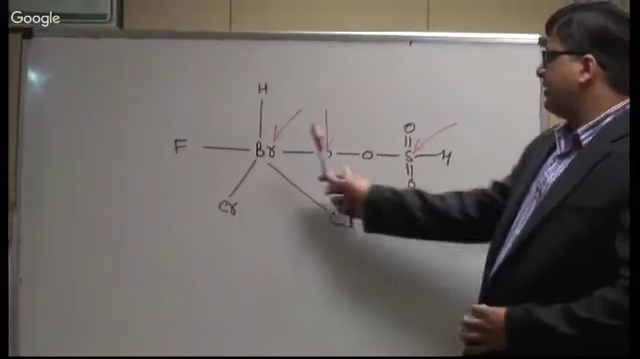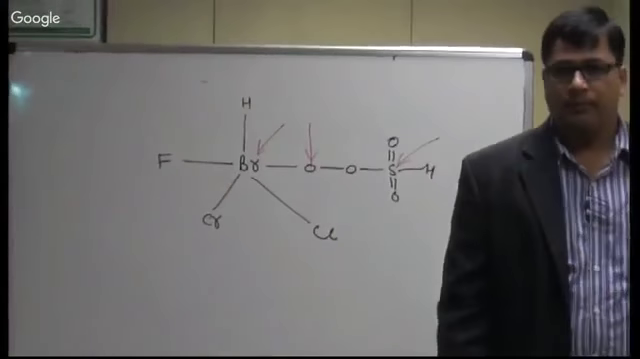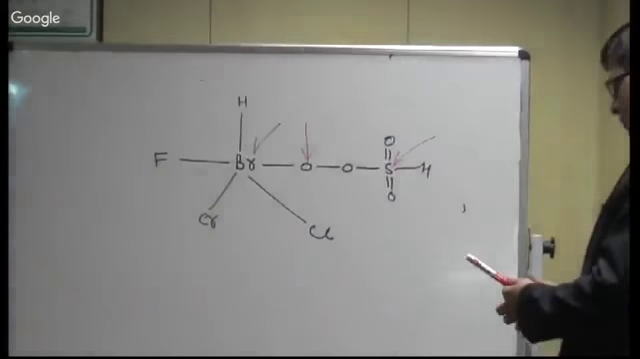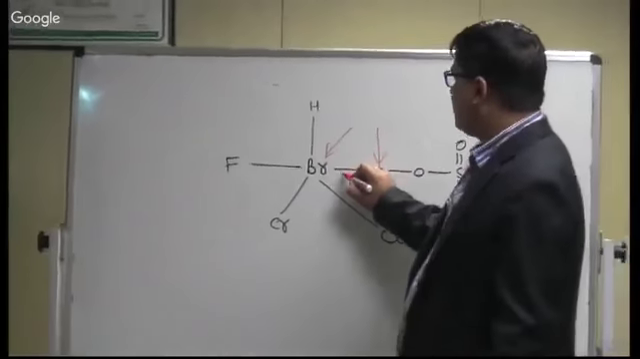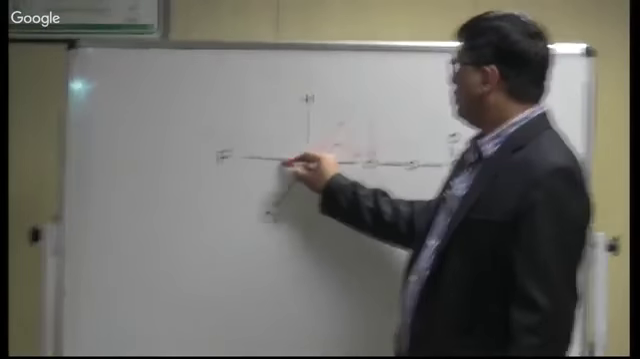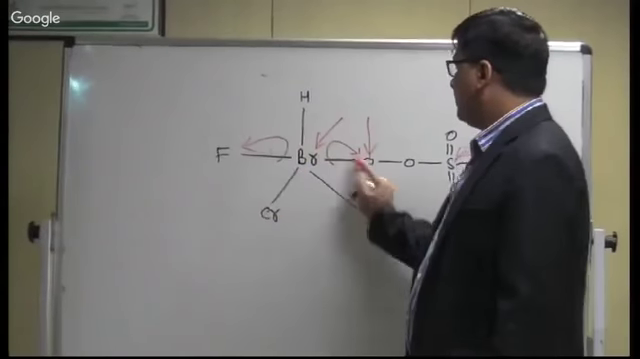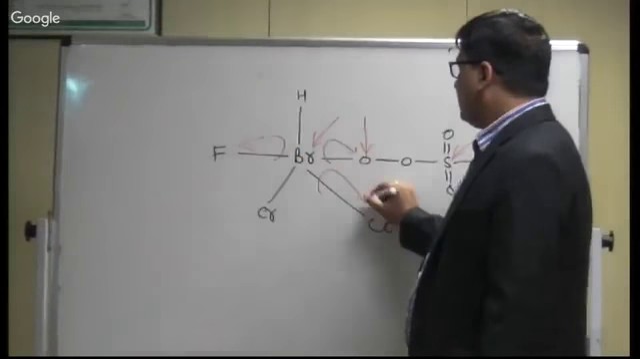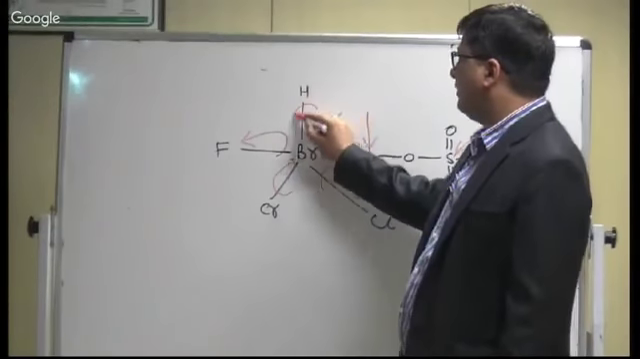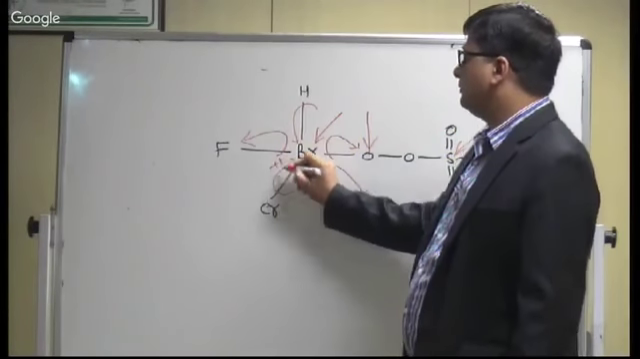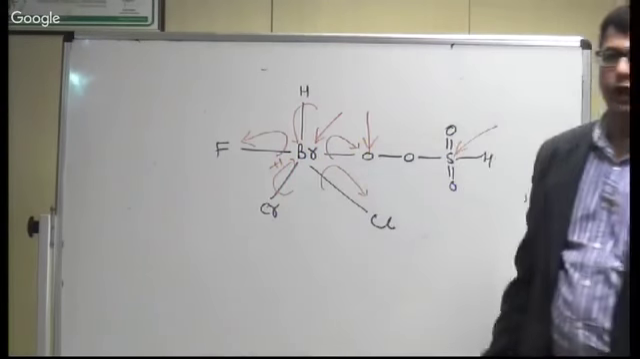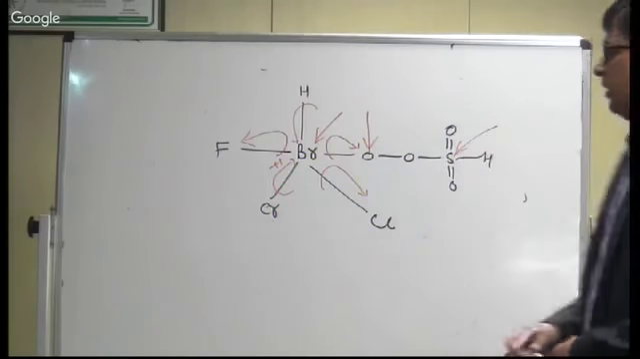So what is the oxidation state of bromine? 0. Net loss 1, 2. So these are the 2 loss. 3 loss, 2 gain, +1.